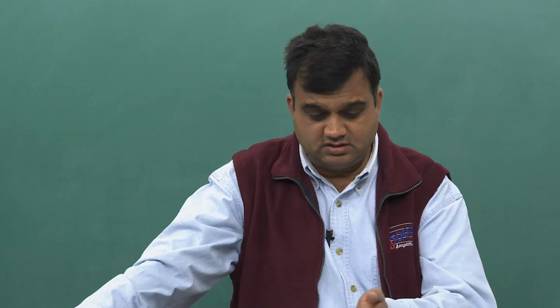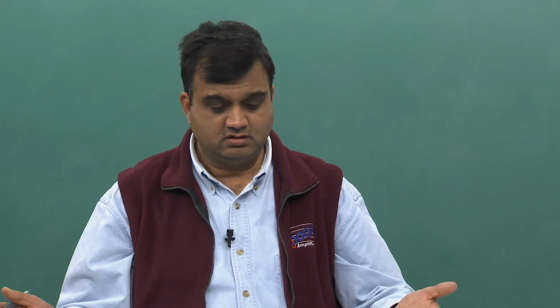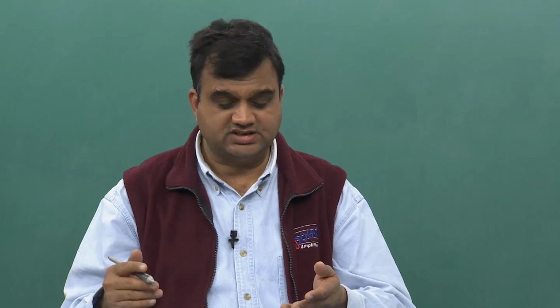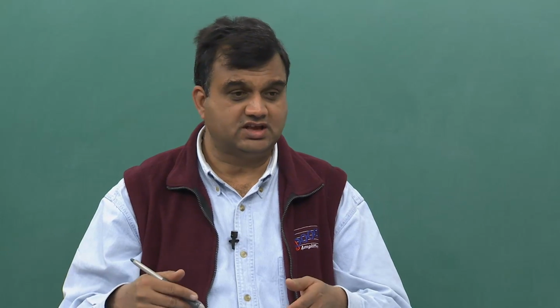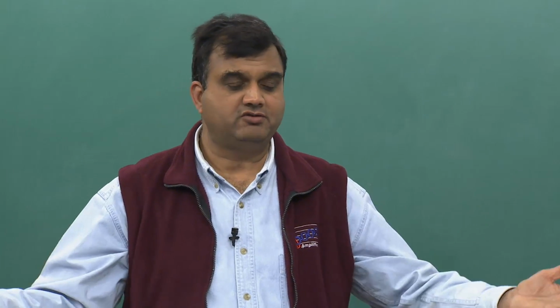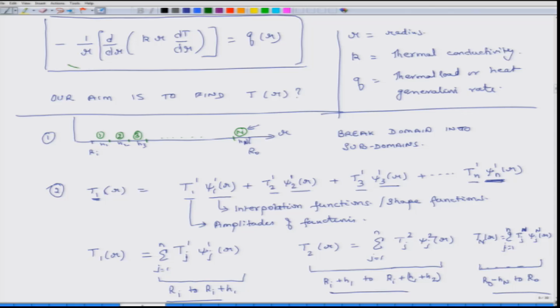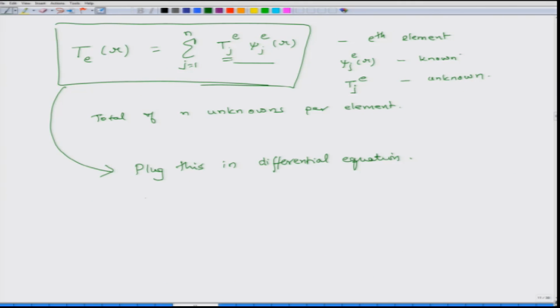These functions, psi j, it is a function. Psi j could be x, psi 1 could be x, psi 2 could be x square, psi 3 could be x cube and so on and so forth, right. So this is some general function. There is no guarantee that it is going to satisfy this differential equation, there is no guarantee. So if it does not satisfy, then what do we get? Plug this and then we get error.